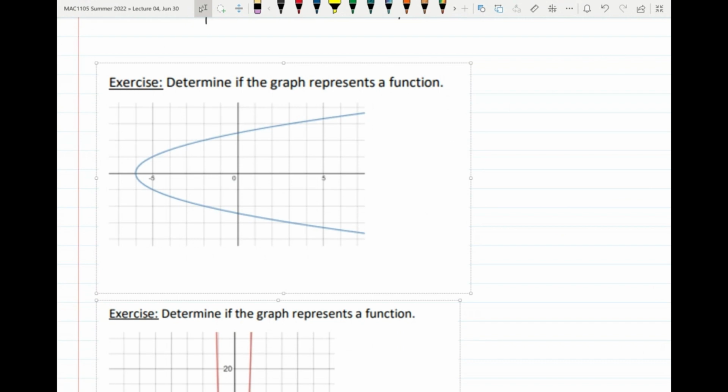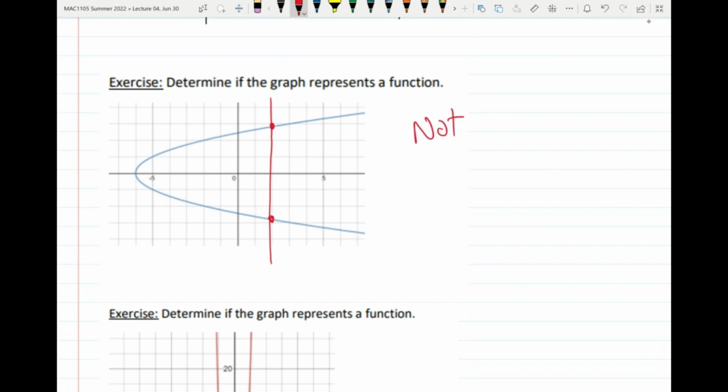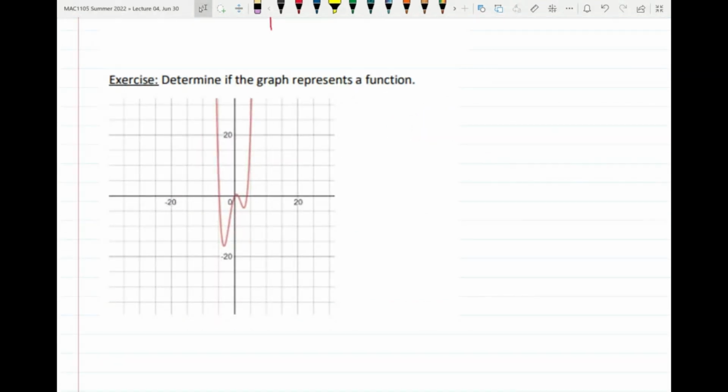Okay, so how about this one? Is this a function? No. Why? Because if I draw a vertical line, it crosses at 2 points. So that's it, not a function. You okay with this? How about this one? Is this a function?